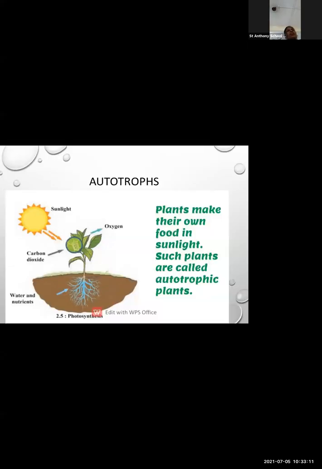Then we know that plants make their own food with the help of sunlight. The plant which has the ability to prepare its own food is called an autotrophic plant. As you all know, the plant prepares food with the help of photosynthesis. The plants which have the capability to prepare their own food in sunlight are called autotrophic plants. Okay.